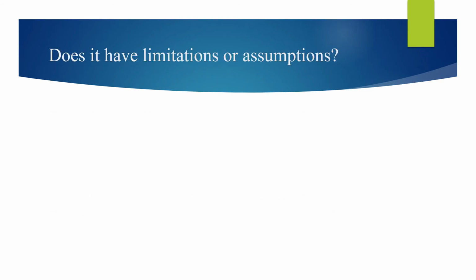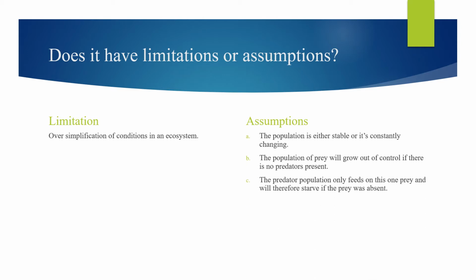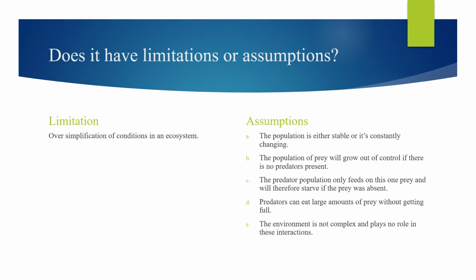Does it have limitations or assumptions? The answer is yes. A limitation is that it oversimplifies the conditions in an ecosystem, and assumptions include that the population is either stable or constantly changing. The population of prey grows out of control if there are no predators. Predator populations only feed on this one prey, so if it's absent, they'll starve. Predators can eat large amounts of prey without getting full, and the environment is not complex and therefore plays no role in these interactions.